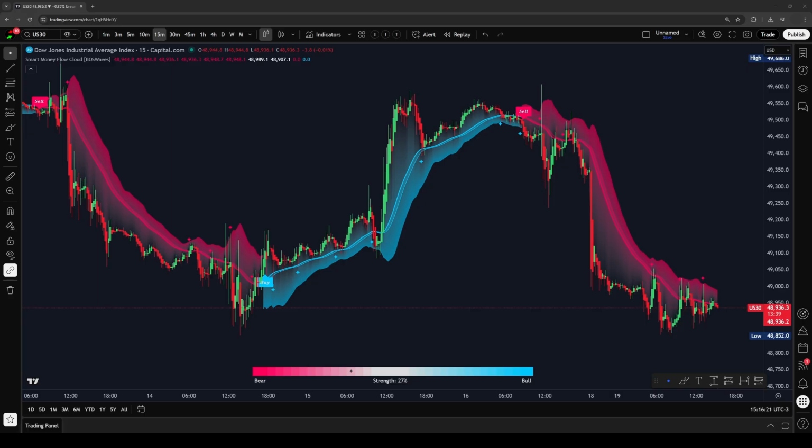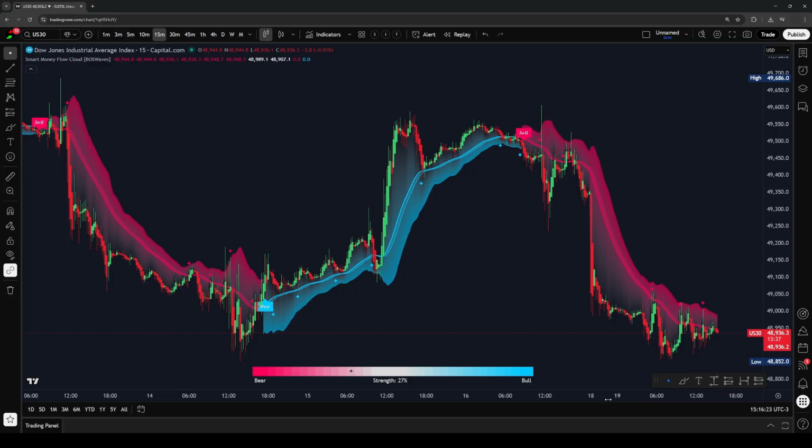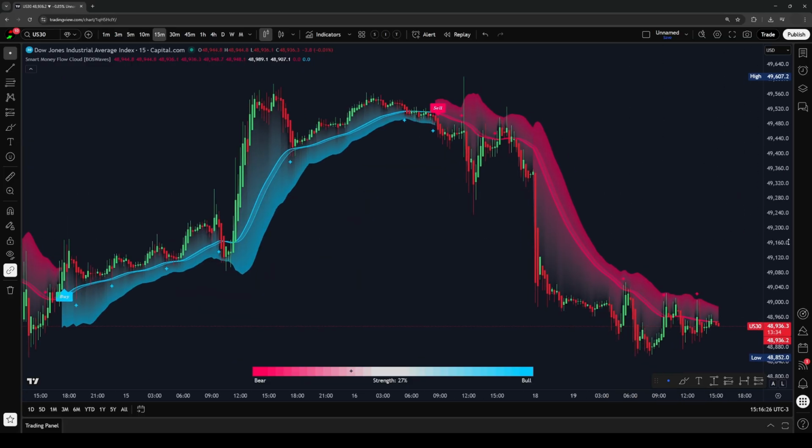Smart Money Flow Cloud does not focus on short-term noise. It highlights sustained moves driven by market participation and volatility expansion.